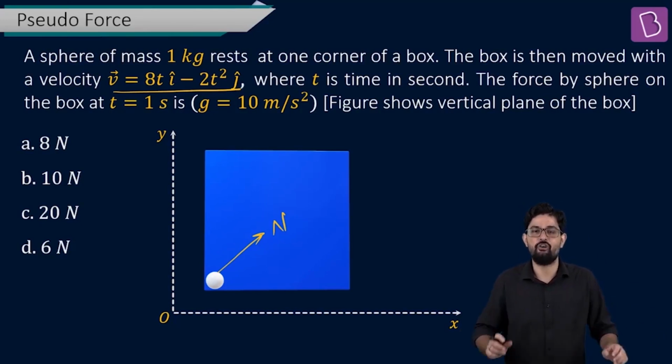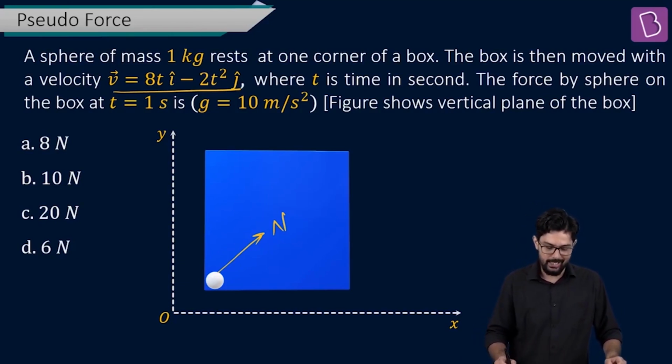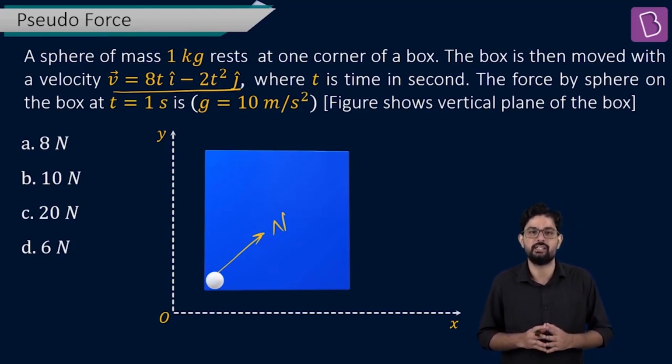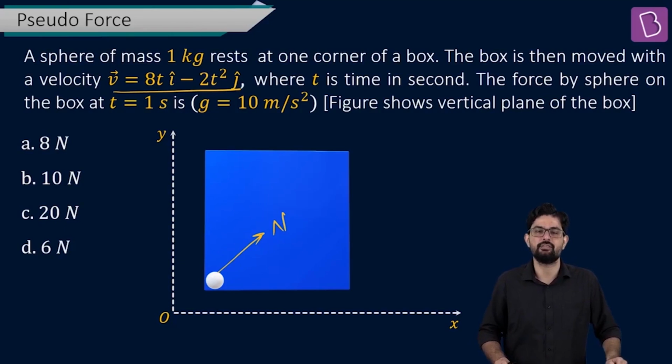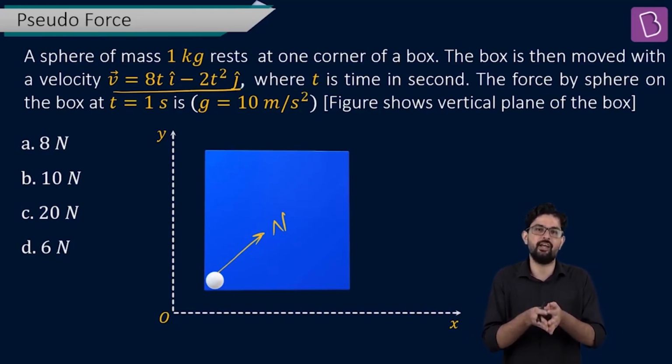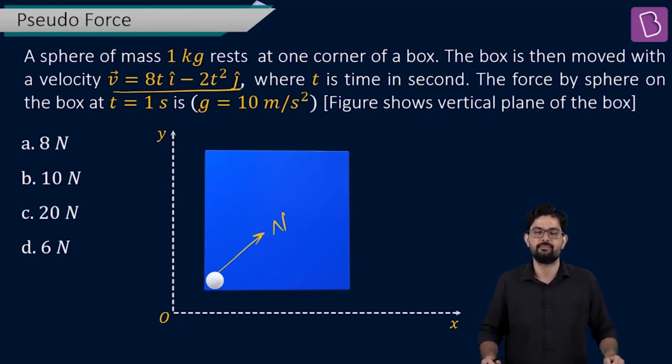Well, the indication of motion of any object is given by the velocity function. And you see that the velocity function is 4t i cap minus 2t squared j cap. Now, if you put t equal to 0 in this function, then you get the velocity as 0, which means that at t equal to 0, this box along with the sphere both were at rest.